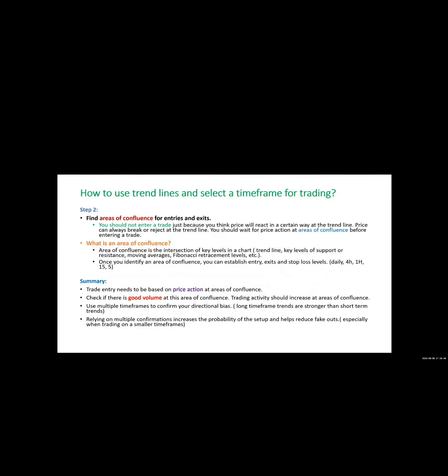So what is this area of confluence? I mentioned that in a couple of different places. So what is area of confluence? Area of confluence is the intersection of key levels in a chart. So the first key level that we're going to draw is a trend line. We just discussed trend lines. And we also know how to plot support and resistances. Mike just covered that. And we'll also be going over many different topics in the future on how you can actually plot support and resistance. And we're going to be having moving averages, which is another technical indicator. We're going to be covering Fibonacci retracement levels, which is another form of support and resistances in a chart.